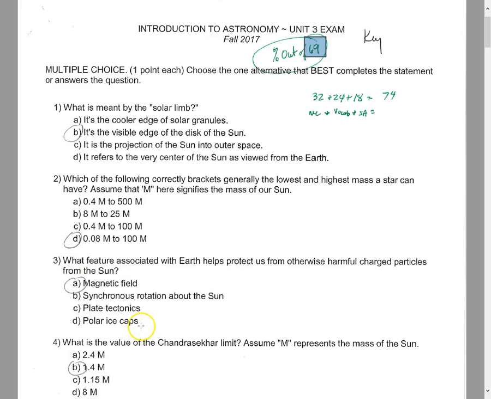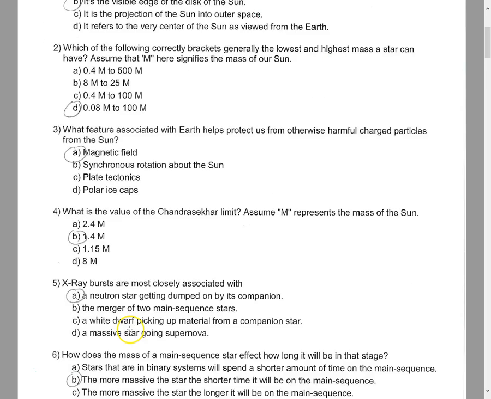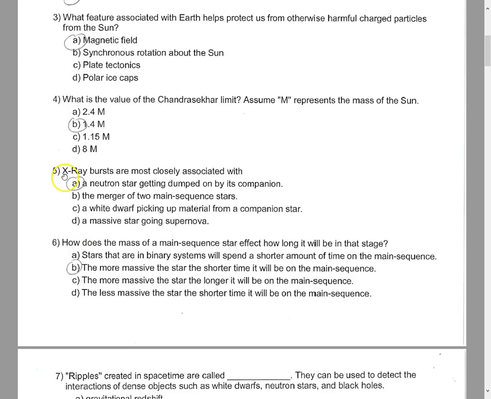Question 4, what is the value of the Chandrasekhar limit? That's 1.4 solar masses, so B is the best answer for 4. X-ray burst, now we talked about a lot of different energetic events, and one event is where you have a neutron star that has a swollen companion and the neutron star gets dumped on, and the accretion disk forms these what we call X-ray bursts. So actually A is the best answer there.